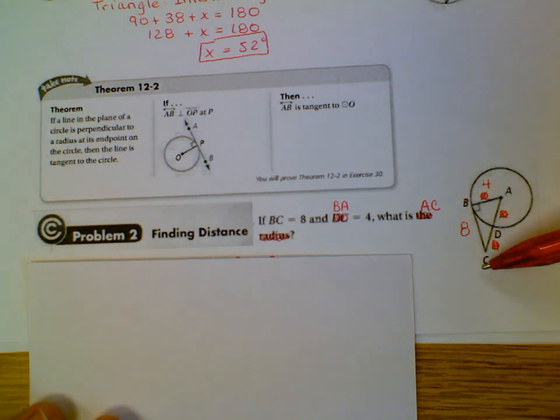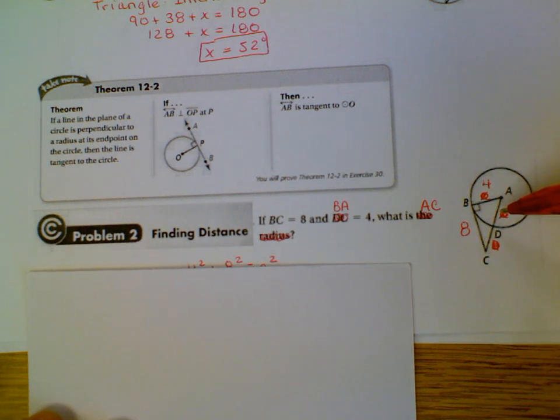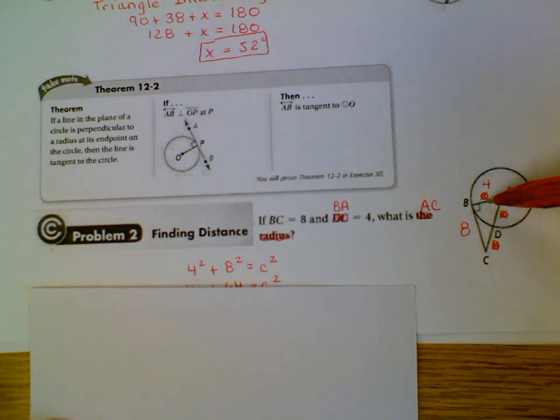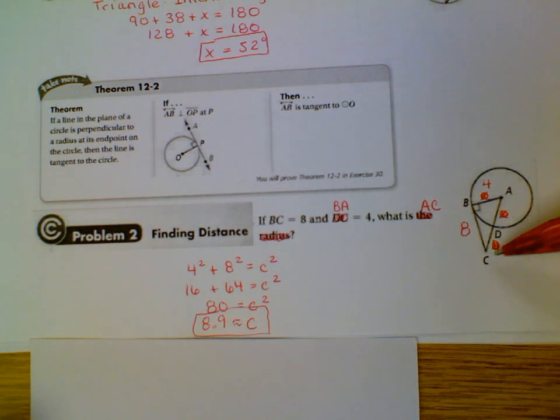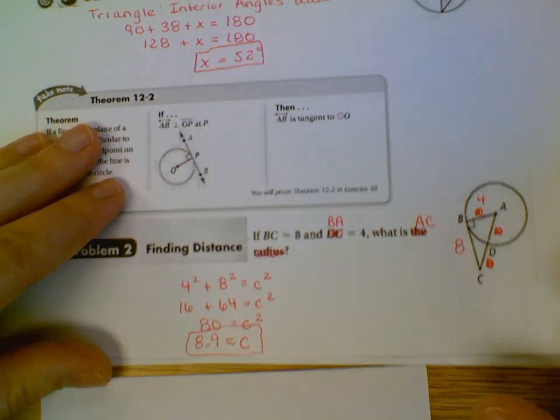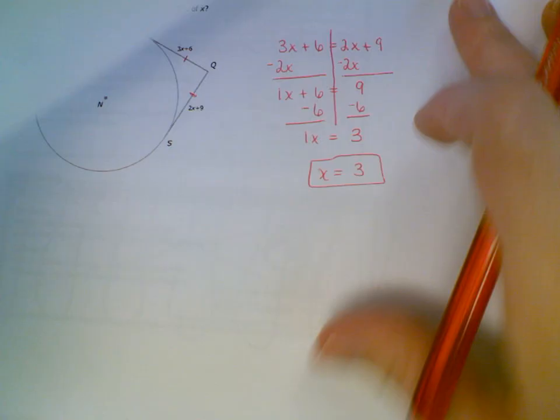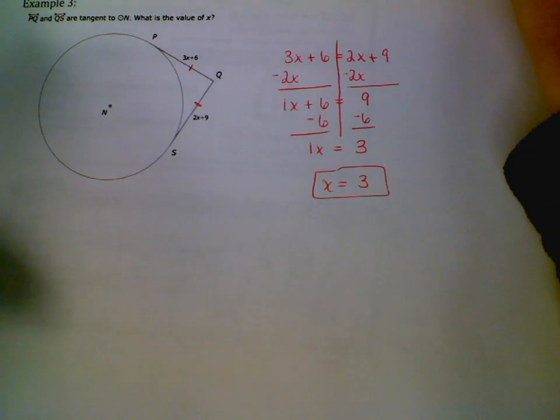It says BC is 8, BA is 4. What's the length of AC? Well, if this is going to be tangent, I could just go ahead and assume this is a right angle, and then I could use the Pythagorean theorem to find that missing length. I would put 8 and 4 in for A and B, square those two, add them up, and then do the square root. So approximately AC is 8.9. Okay, pause the video and try the got it question.